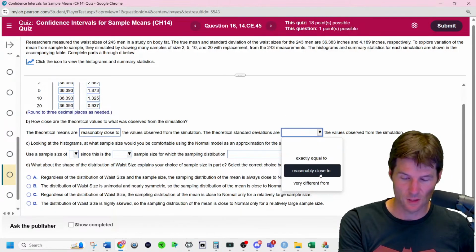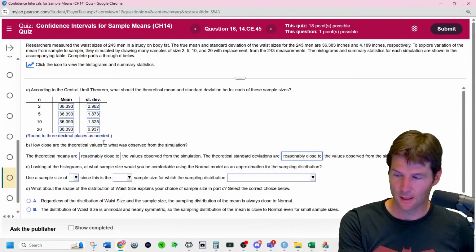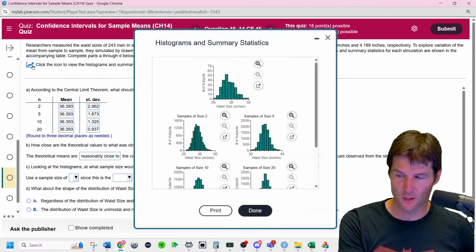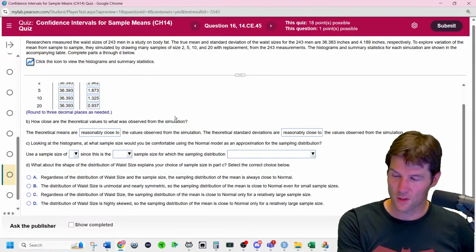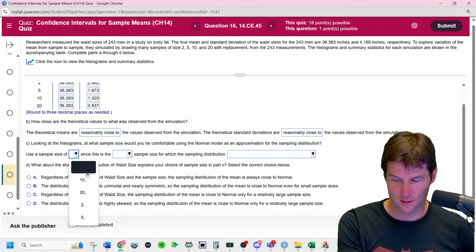So theoretical values are reasonably close. The theoretical standard deviations are reasonably close. They're not exactly, because these are the theoretical values, and these are the simulated values. Simulated values right here, theoretical values, they're pretty darn close. And use a sample size of, this is where it gets tricky.